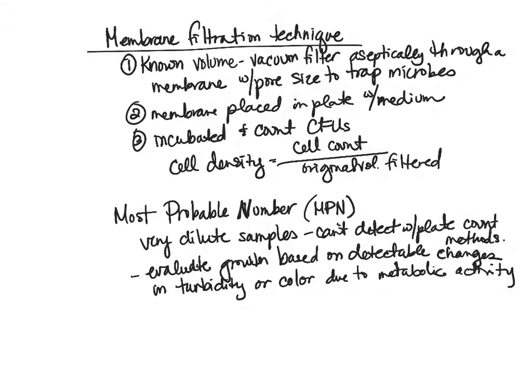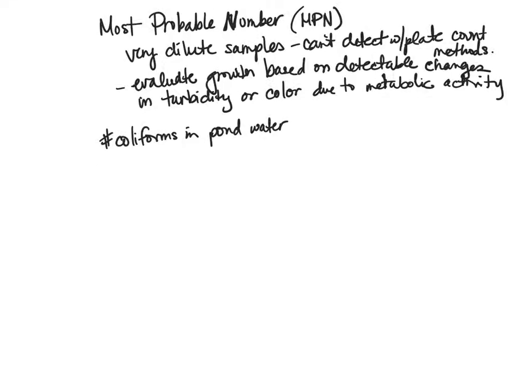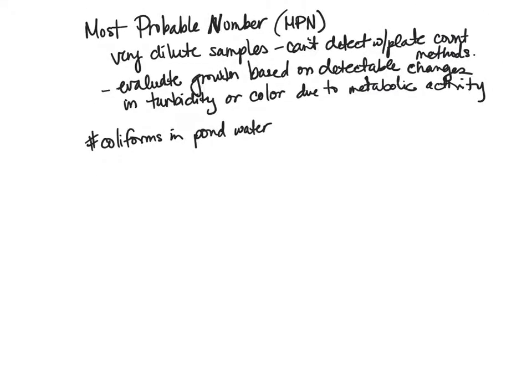So, for example, and this is an example from the text, if we are trying to determine the number of coliforms in pond water, or let's say in a public pool. In this case, for most probable number, it should be pretty low. Coliforms are bacteria that come from fecal matter, so we want to know if there is a coliform in there or multiple coliforms, but likely it's pretty low.